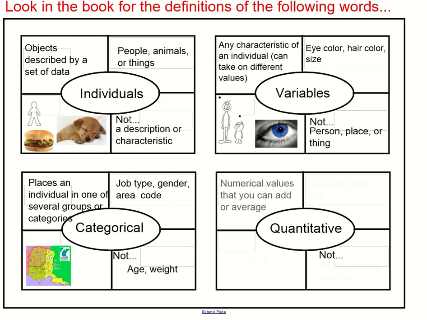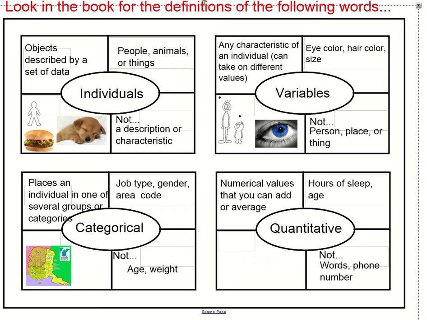Quantitative, on the other hand, are numerical values that you can add or average. Those are things like hours of sleep, age, height, and different things like that. What it's not: it's not words, and it's not a phone number. Think about it as data you can manipulate, that you can do stuff with.